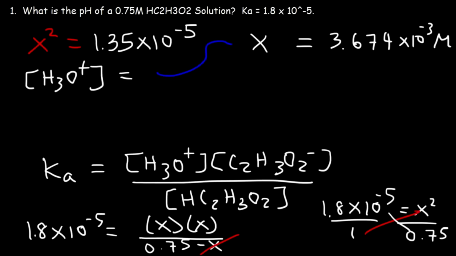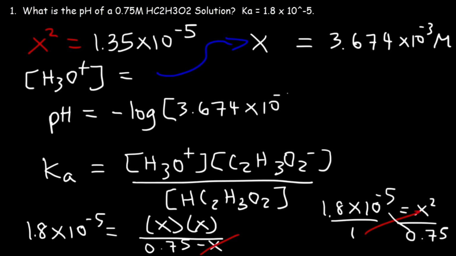Now that we have the concentration of H3O+, we can calculate the pH of the solution. The pH is equal to the negative log of the hydronium ion concentration. So it's the negative log of 3.674 times 10 to the minus 3. You should get about 2.43. So that's the answer for this problem. That's the pH of the solution.